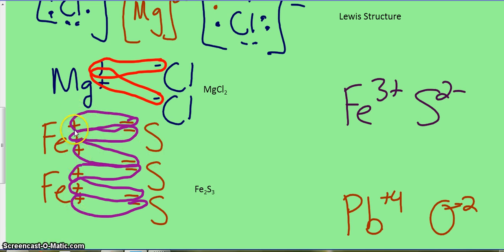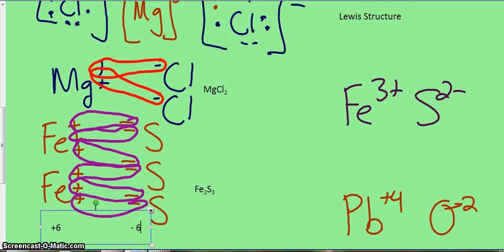Now what I did here is I have a total charge of +6, and my negative charge is a -6. And when that is true, when my positive value is equal to my negative value, I'm going to have an overall charge of 0. So I have 2 times +3 gives me my +6. 3 times -2 gives me my -6 to cancel it out.